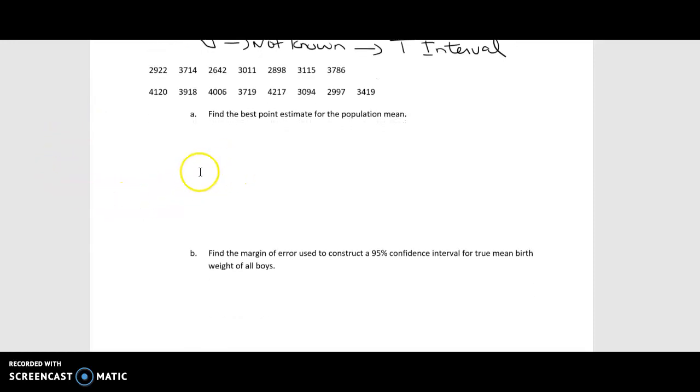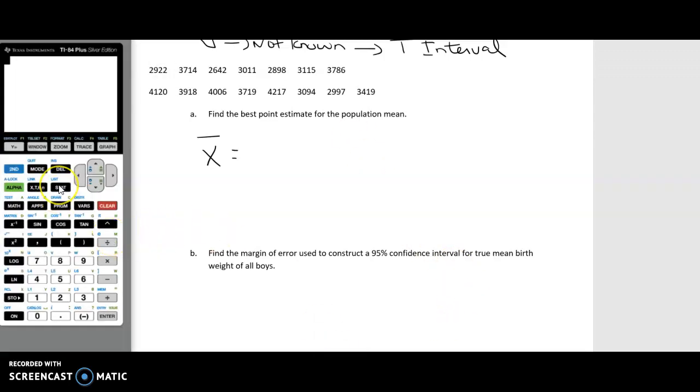Okay, so find the best point estimate for the population mean. The best point estimate when we're dealing with means is x-bar. You already know how to find the average of a data set, right? That goes back to chapter 3. You can enter your data into a list: press stat, press enter to edit list, and for time's sake, I already have all my data values entered. There's 15 of them. Press the stat button to go over one, highlight calculate at the top, very first option, 1-Var Stats. Press enter, and I enter my data into list 1, leave frequency list blank.